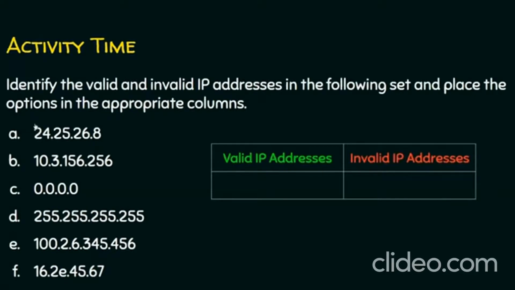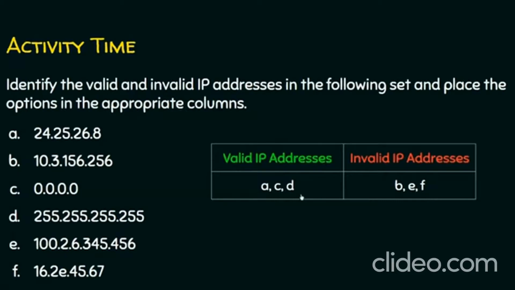Suppose you find A is a valid IP address, mark it as A here. And if you find B is an invalid IP address, mark B here. And you should know why they are valid and why they are invalid. Please pause this video for a while and make a note of your answer against the column. If you are done, compare your answer with the answer that I am depicting. So the valid IP addresses are A, C and D and the invalid IP addresses are B, E and F.